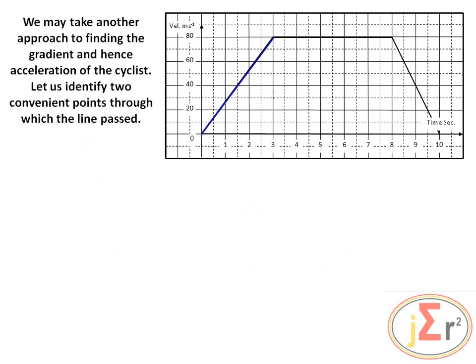We may take another approach to finding the gradient and hence acceleration of the cyclist. Let us identify 2 convenient points through which the line passes. So we have 2 convenient points through which the line passes. One, we have chosen the origin 0, 0, and the other one has coordinates 3, 80.